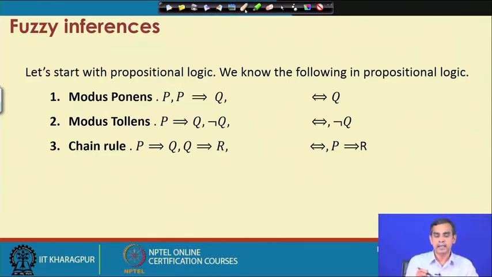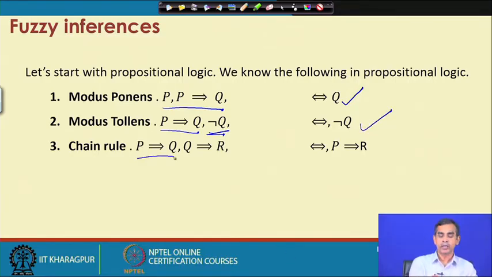So, Modus Ponens says that if P and P implies Q are known, then we can conclude Q. Likewise, Modus Tollens says if P implies Q is true and not Q is true, then we can infer not P. And this is the chain rule: if P implies Q is true and Q implies R is true, then we can infer P implies R. So, these are the three rules that we have mentioned here.